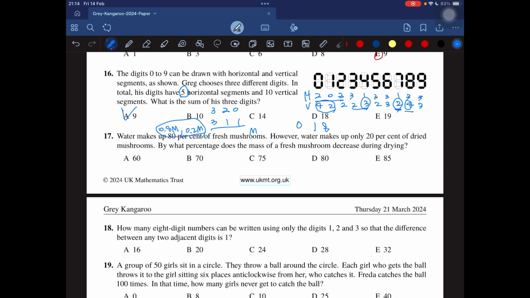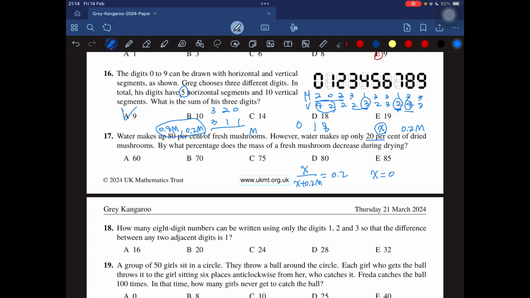So when it gets dry, only water evaporated, but we don't know how much water evaporated. But now 0.2 m should be there still, but we don't know how much water we have. But we can say this is 20% of dried mushroom. So x out of x plus 0.2 m is 20%.